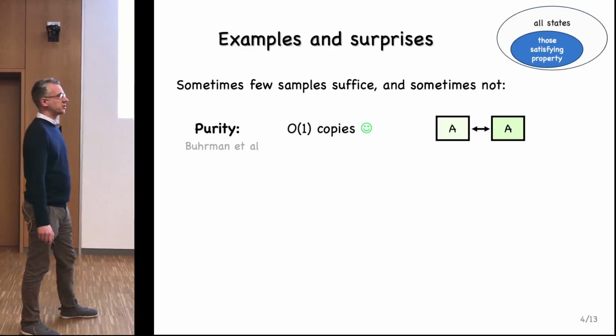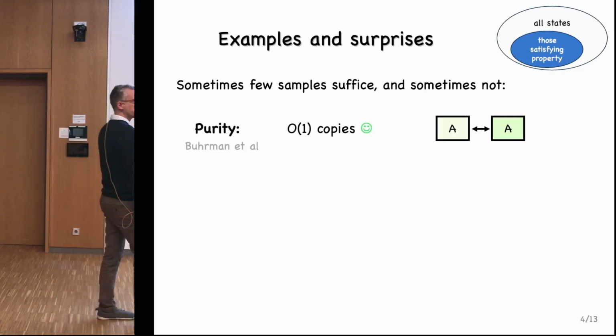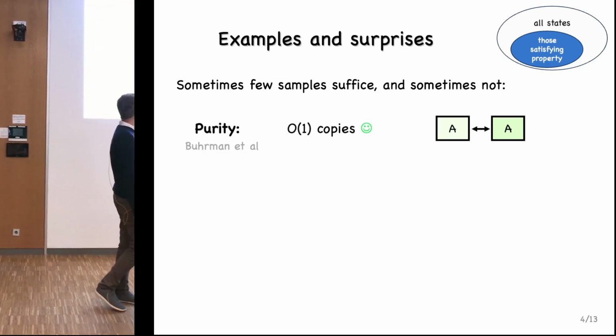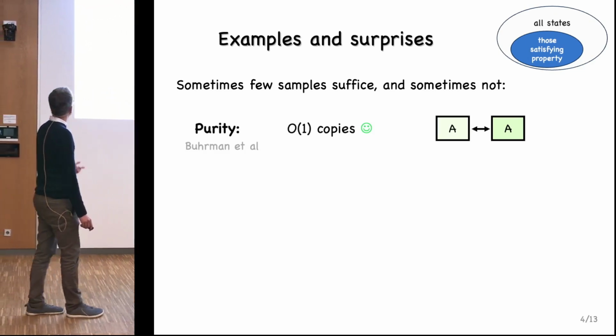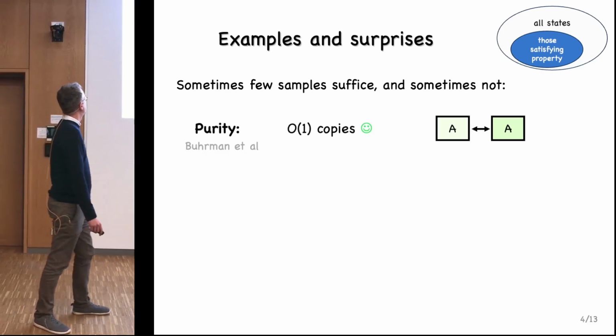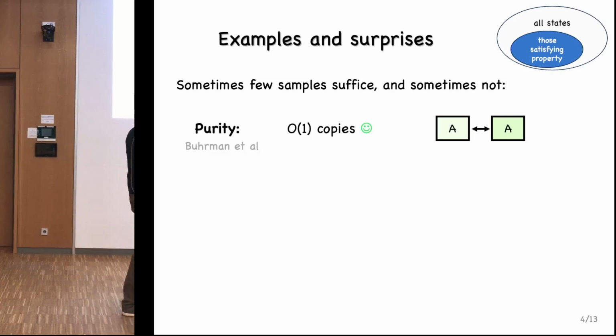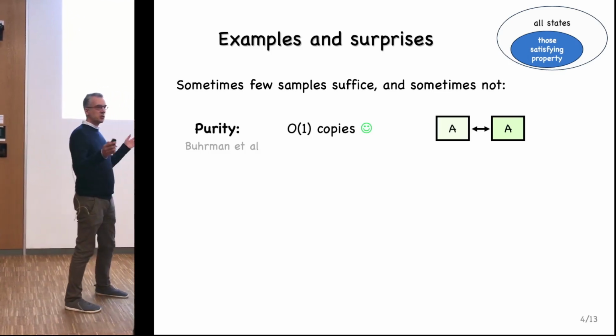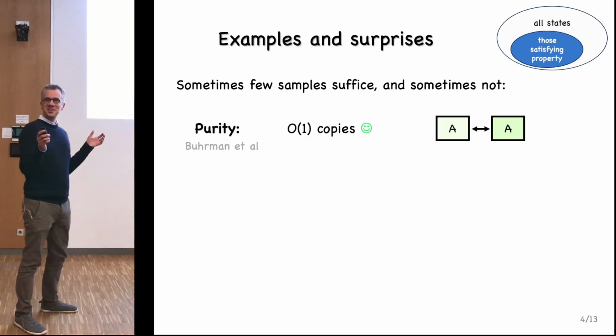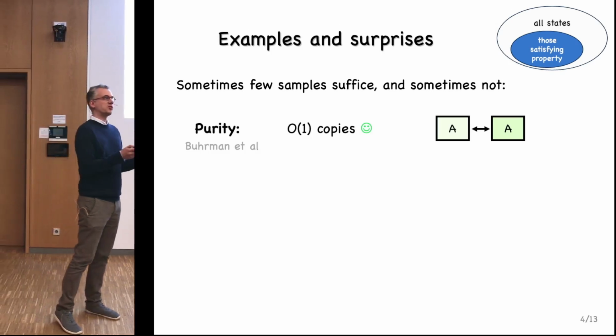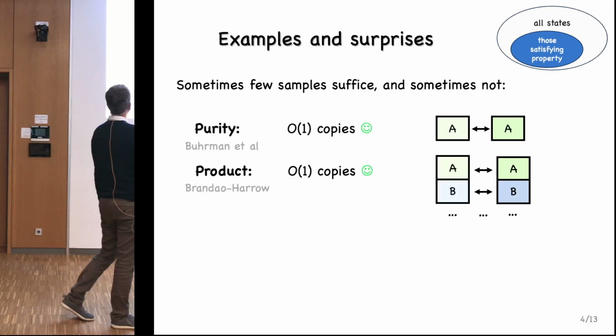Okay, and they show that sometimes we can answer these problems using a small number of copies, and sometimes we cannot. So as discussed, we can test if a state is pure or far from it using a constant number of copies. And again, how do we do it? We basically take 2 copies of the state and we check if it's on the symmetric subspace. Okay, we do a swap test.